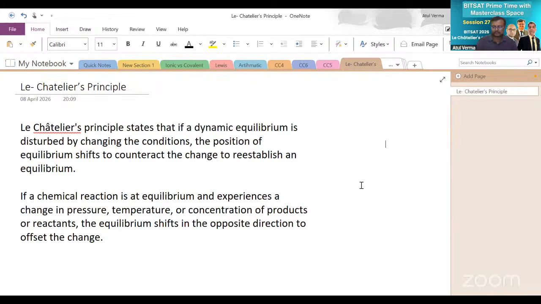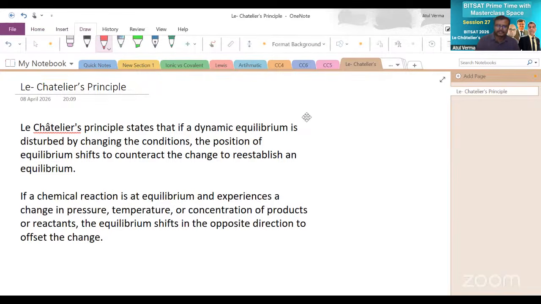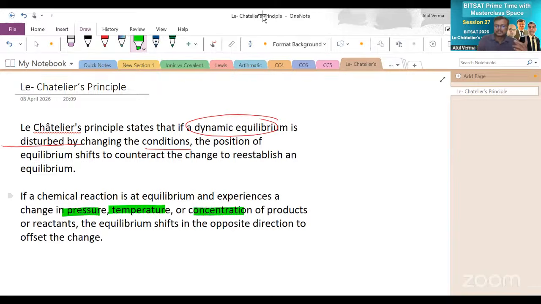What we need to understand here, friends, is that Le Chatelier's principle states that if a dynamic equilibrium is being disturbed by changing of conditions, and those changes can be a change in pressure, change in temperature, or change in concentration, then the position of equilibrium shifts to counteract the change, to re-establish an equilibrium.